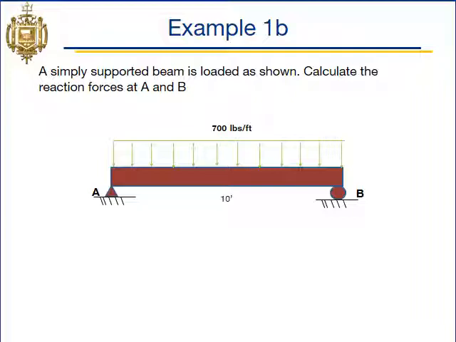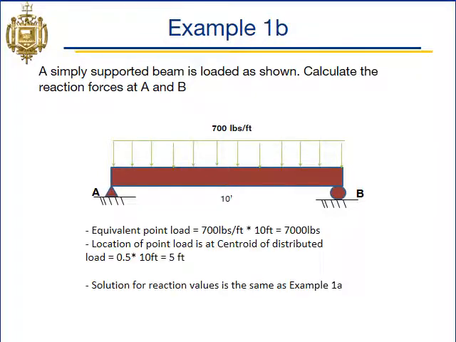All right, example 1b is a different take on example 1a. We have that same simply supported beam, 10 feet long, but instead of a 7,000-pound point load in the middle, we have a 700 pound per foot distributed load. The process is still about the same, except that we need to resolve our distributed load to a single point load. So we have to find the area under the curve of this distributed load.